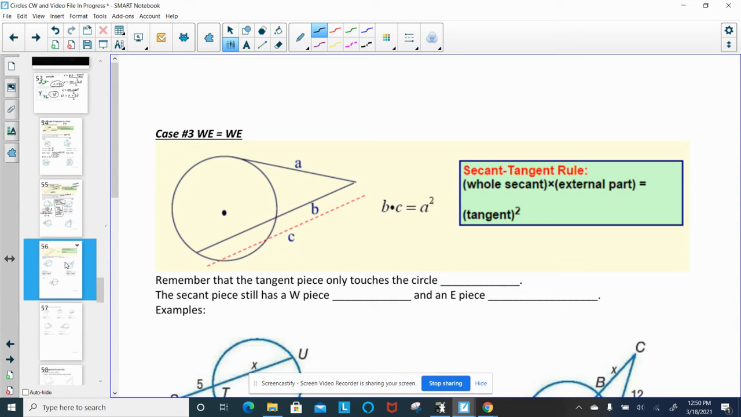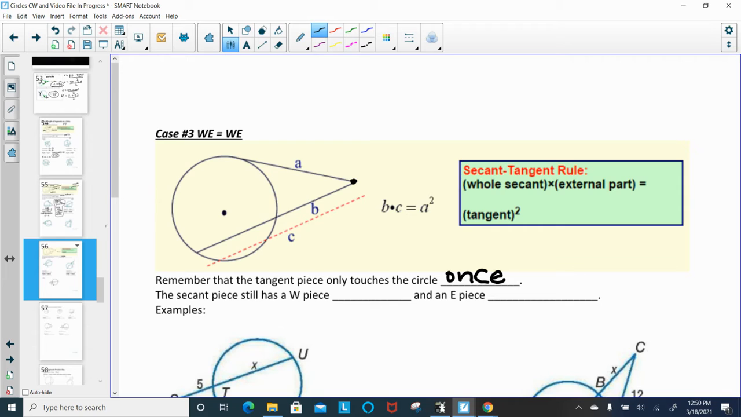Okay, so flipping over to page 29, we're going to have another situation where we have a wee formula, but the picture looks a little different. If you notice here, we have a secant on the bottom, but we have a tangent on the top. So we're still going to call this a wee because the two segments intersect outside the circle. See how they touch out here outside the circle? But the difference is that the tangent piece only touches the circle once.